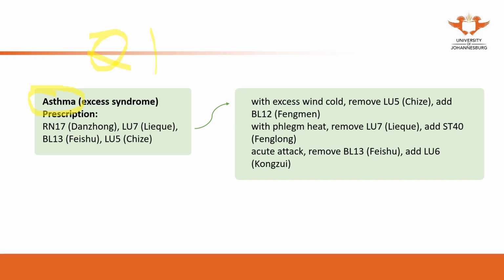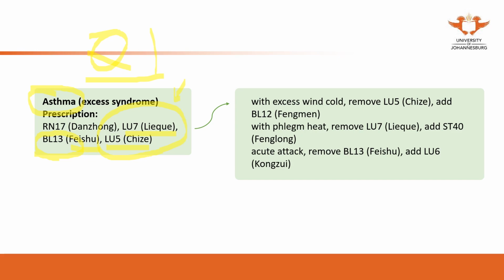Ren 17 is the gathering point of qi. Qi gathered at Ren 17. So I can use Ren 17, Lung 7, Lung 5. These are points on the lung meridian. The lung meridian, you also can think about the different categories of these two. Bladder 13, 肺腧, is the back-shu point of the lung.